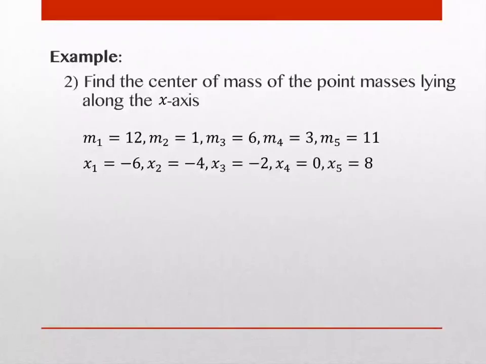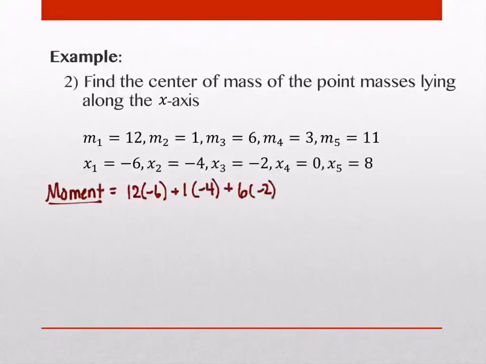All right, so what we're going to do first is we're going to need to find two things. We're going to need to find the moment, and the moment is found by taking each of the masses times its distance along the x-axis. So 12 times negative 6 plus 1 times negative 4 plus 6 times negative 2 plus 3 times 0 plus 11 times 8.